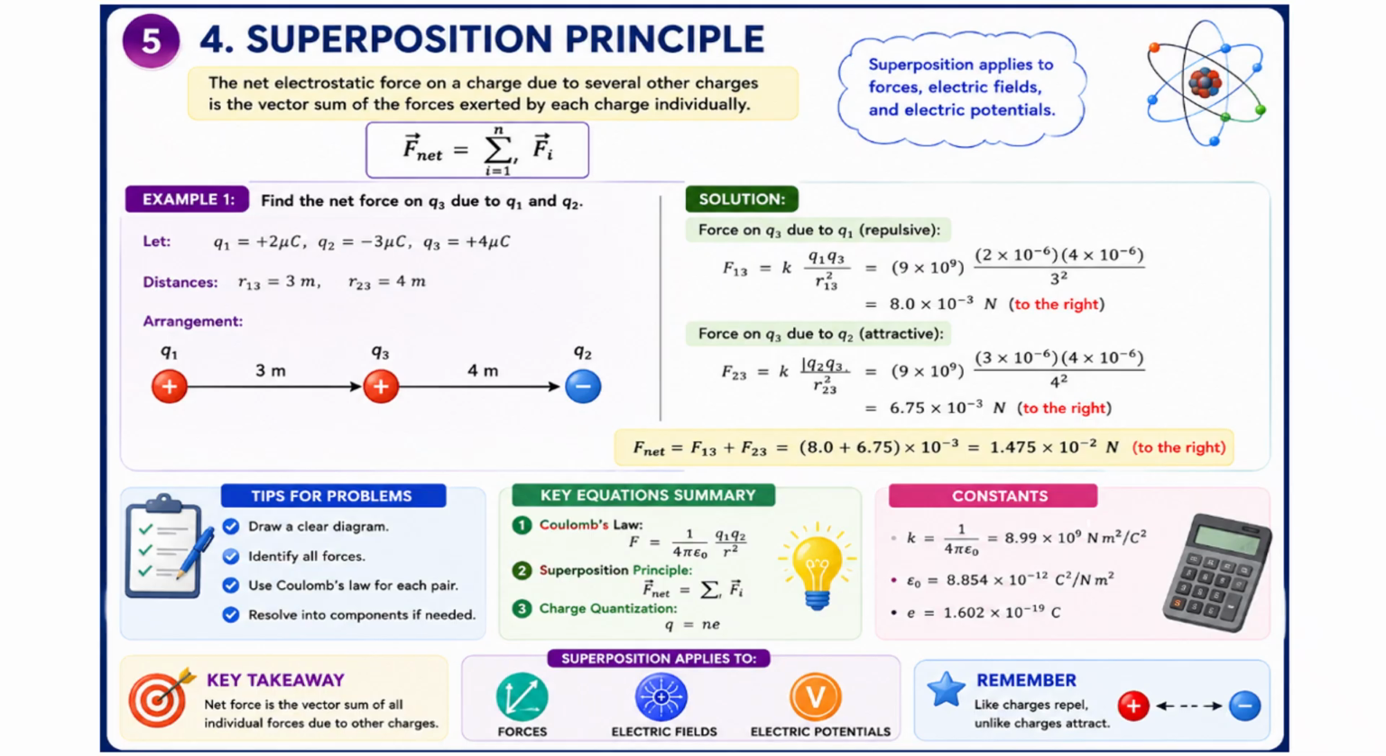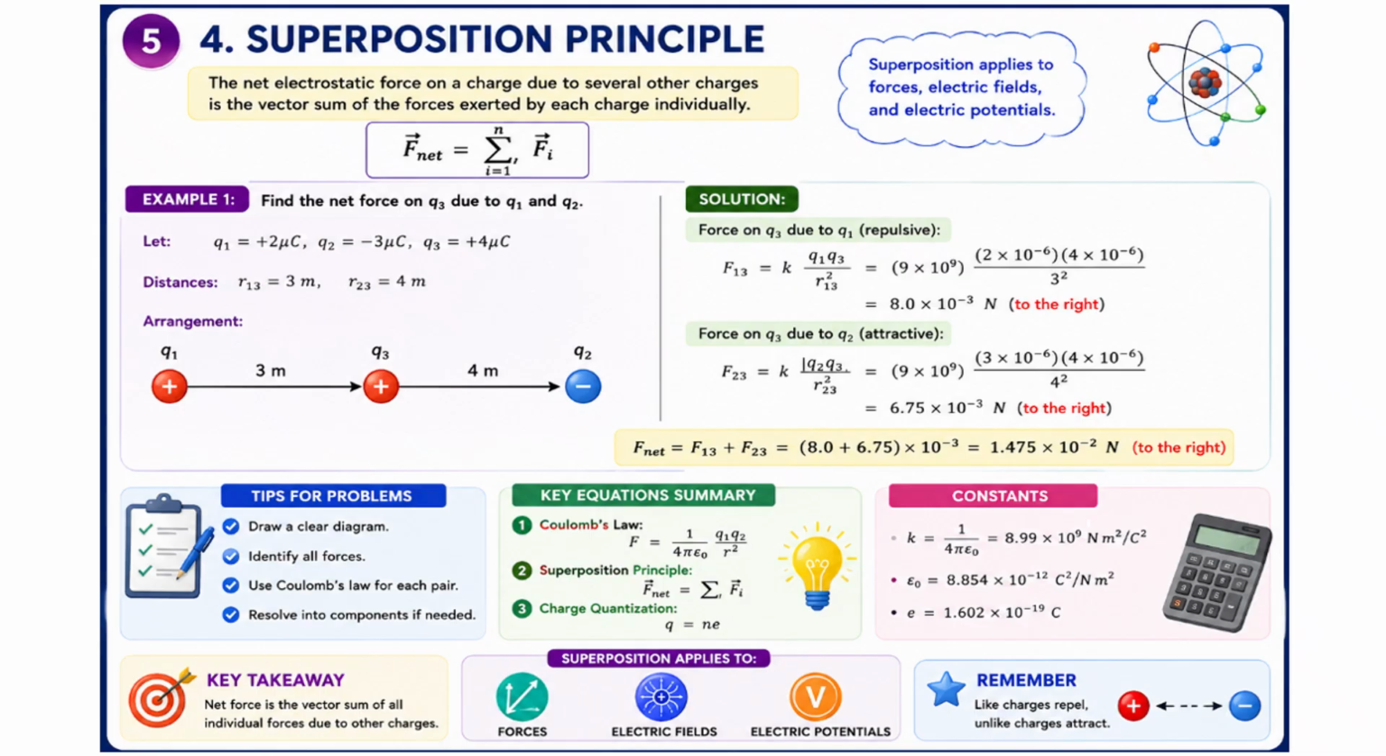We also highlighted that if you want to solve a problem related to this, you have to draw a clear diagram, identify all the forces, and use Coulomb's law for each pair of charges. Then you can resolve into components if needed. Okay? So, as we promised in our previous class, we are going to use what we call the superposition principle to add up all these vectors, in the case when there are 3, 4, or even millions of charges acting on one point.